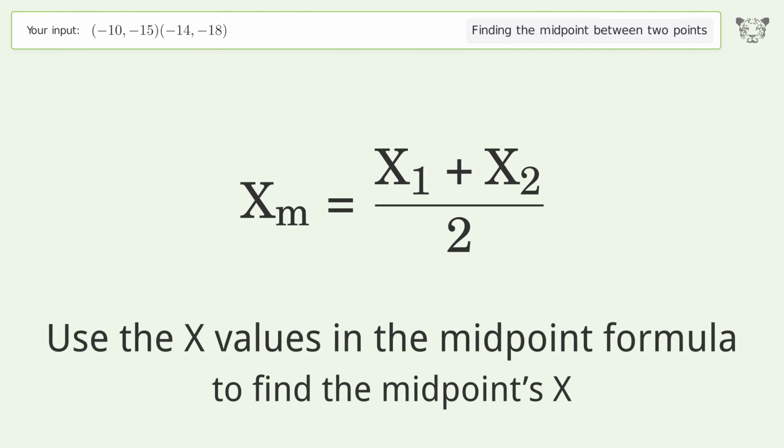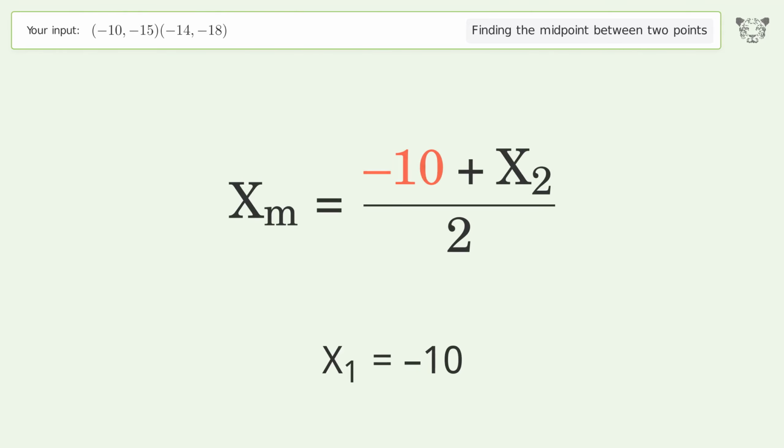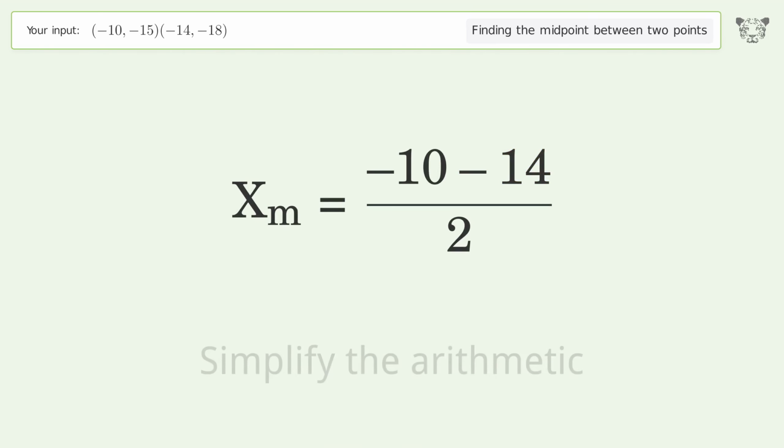Use the x values in the midpoint formula to find the midpoint's x. x1 equals -10. x2 equals -14. Simplify the arithmetic.